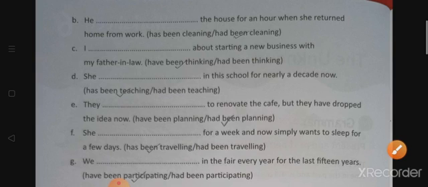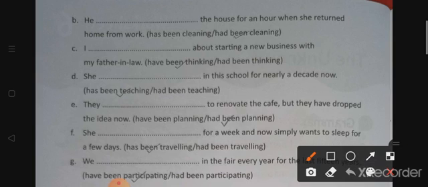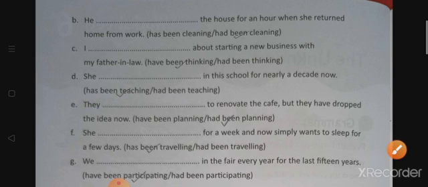Next one. She dash in this school for nearly a decade now. For that, we are again going to use present perfect continuous tense because she is still in the school. Okay, she didn't leave the school. She has been in the school for nearly a decade, means 10 years now. So the answer would be has been teaching. And as I told you in the previous class, we use has along with third person singular, and with everyone else we use have. So don't forget that.